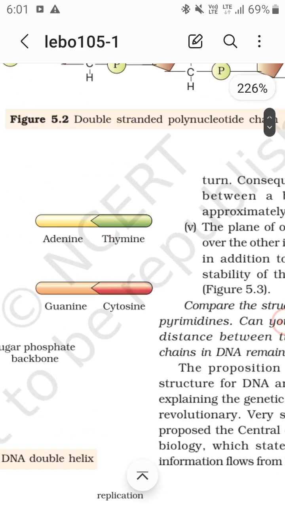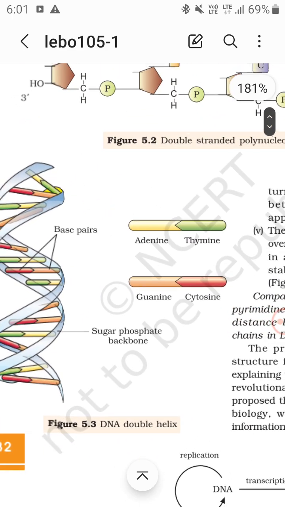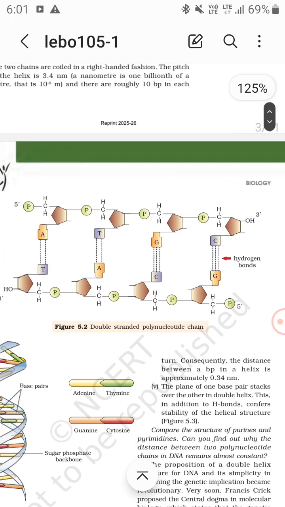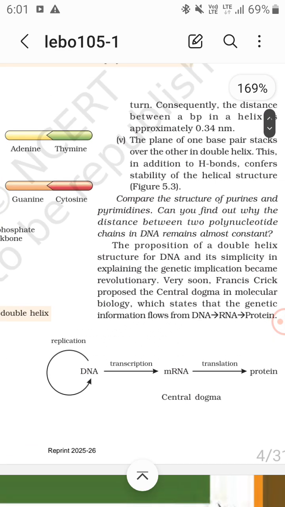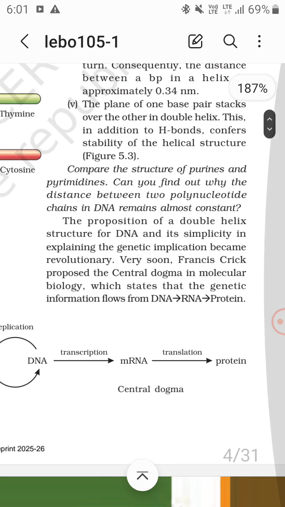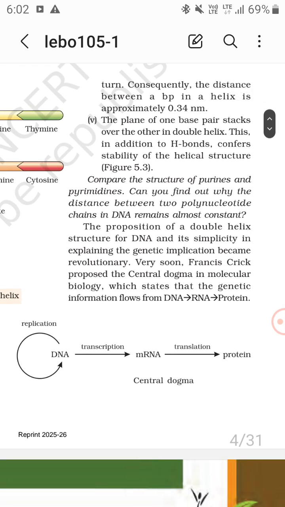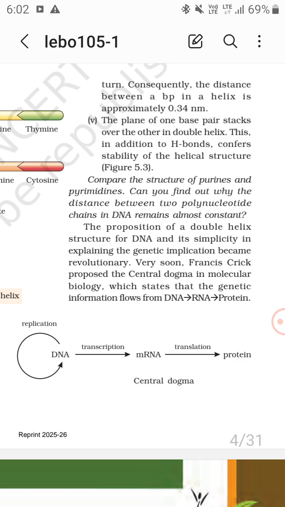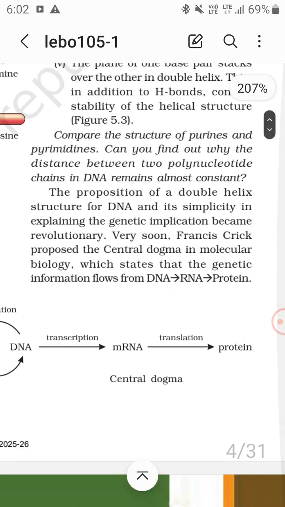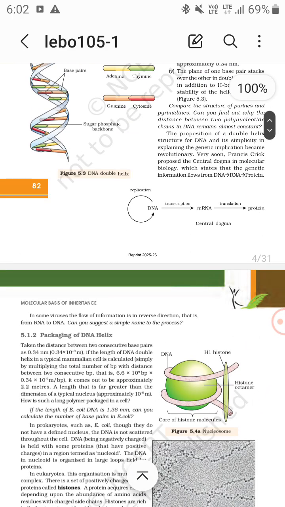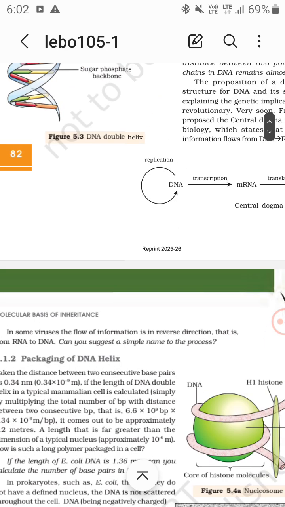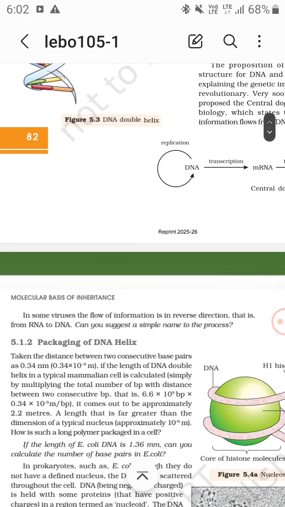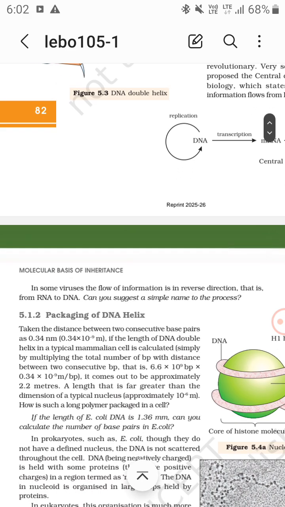So you see adenine, thymine, guanine, cytosine in the DNA double helix, a double-stranded polynucleotide chain. Now the central dogma, given by Francis Crick: the genetic information flows from DNA to RNA to protein. DNA to DNA is replication, DNA to mRNA is transcription, and mRNA to protein is translation. In some viruses the flow of information is in the reverse direction, from RNA to DNA, and then DNA to RNA and protein. That is reverse transcription.